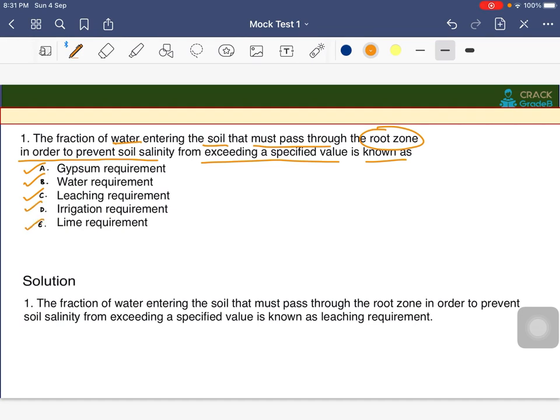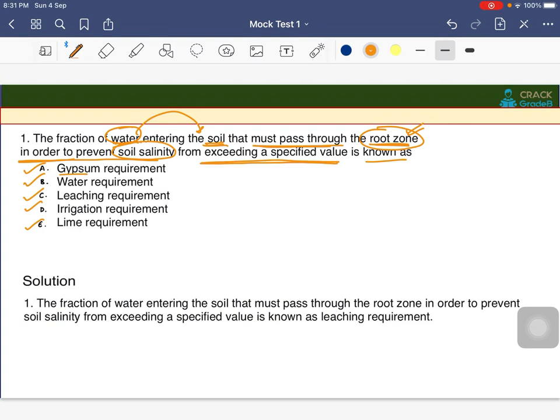First, understand the question, okay? There is a fraction of the water entering into a soil that must pass through the root zone, which should not move any other way. It should pass through the root zone in order to prevent the soil salinity. Therefore, this is the main objective of the movement of the water inside the soil, from exceeding a specified value, is called as, okay?